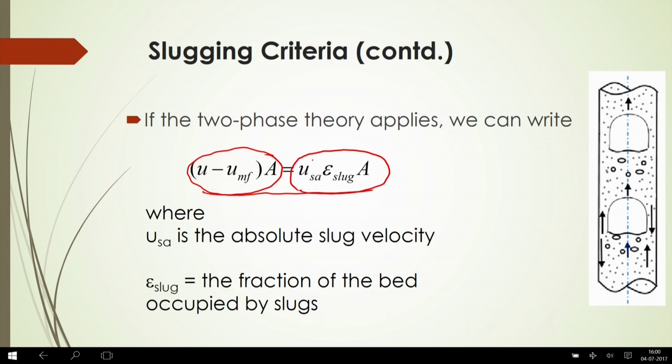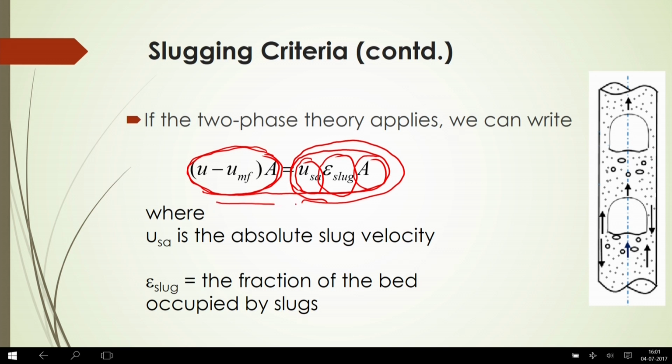So, what is that? We know the absolute slug velocity, U_SA, and the volumetric fraction of the slug inside the bed, multiplied by the cross-sectional area. This portion will be the volume of the gas that is used for formation of the slug, whereas this one is the volume of the gas which is being used for the fluidized bed for its operation to get this slugging fluidization.